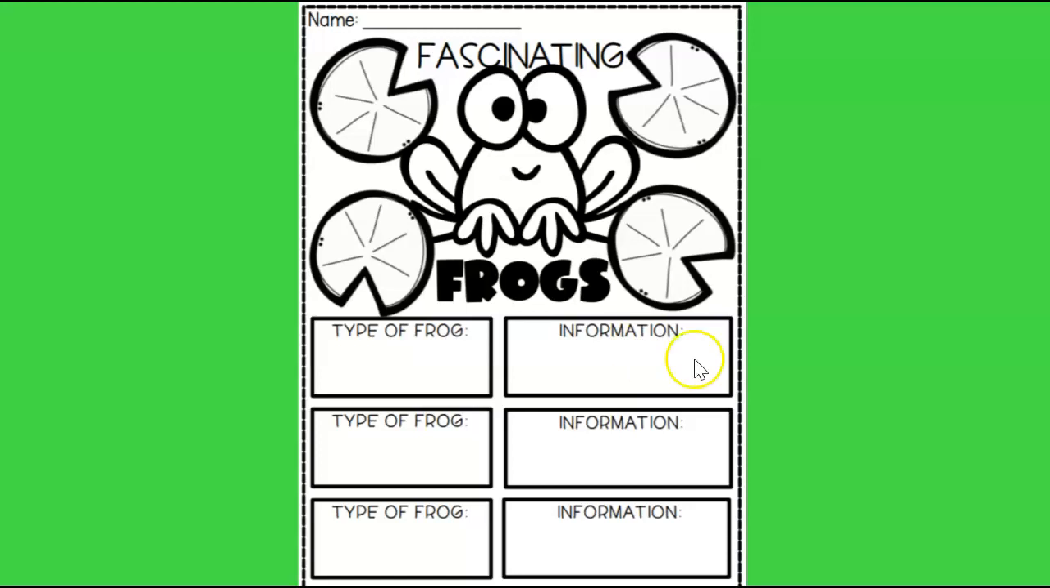Now, if you need to look back through the book to see certain words and to remind yourself about the facts that you learned about each frog, I've also attached the book in the plans as well. So you can go back with mom and dad and just reread it if you would like to, or you can just click back through the slideshow.